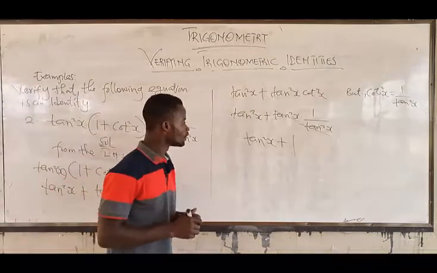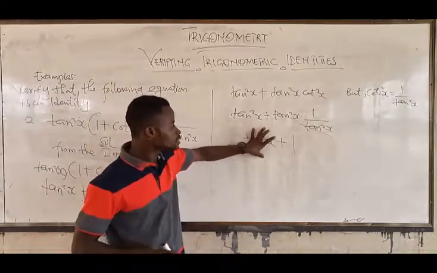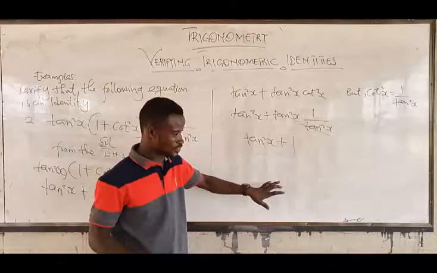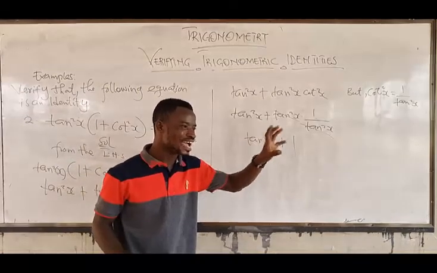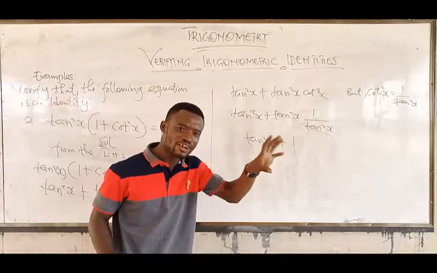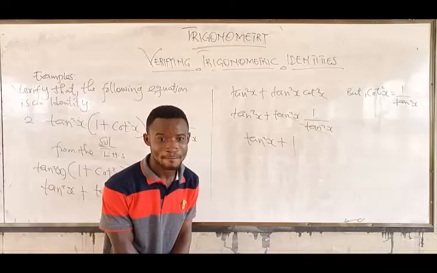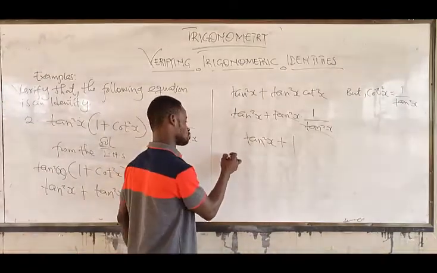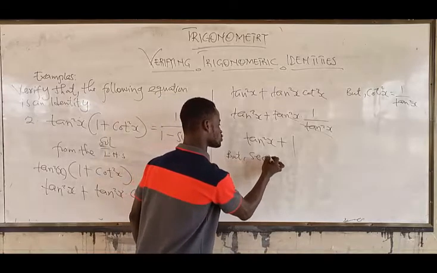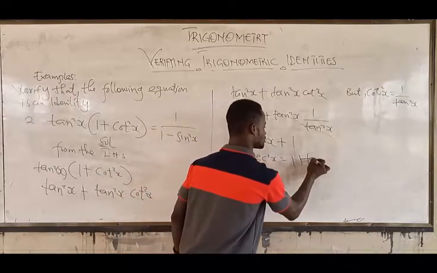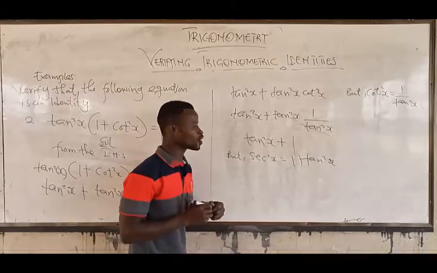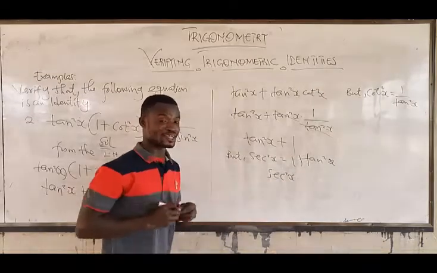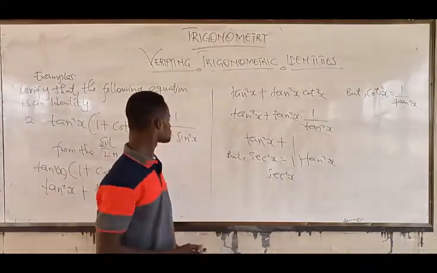Okay. Watch. From one of the identities, this is one side of one of the identities in Pythagorean. And what is that? Sec. Very good. So we know that sec square x equals 1 plus tan square x. And that other side is here. Therefore, we get sec square x. You will see how I'm taking my time. Very good.